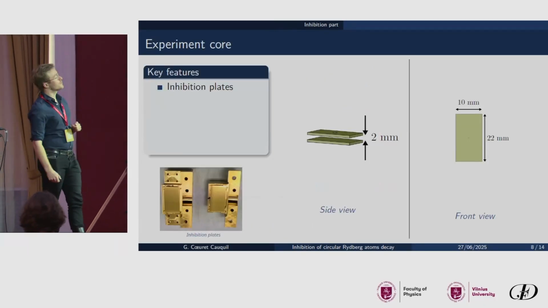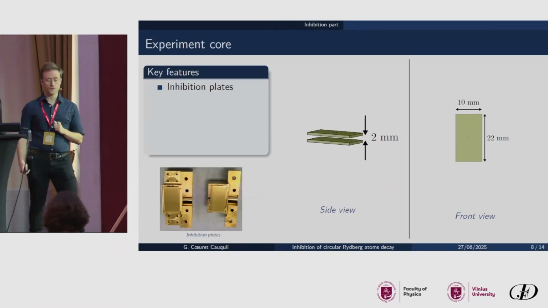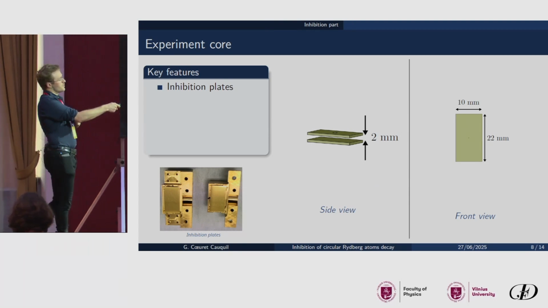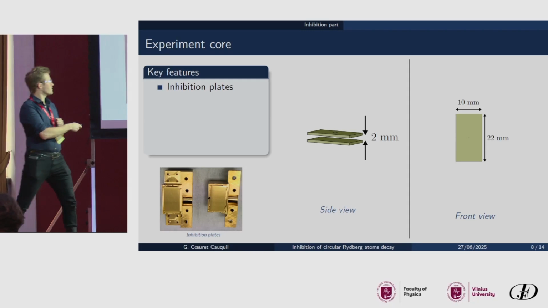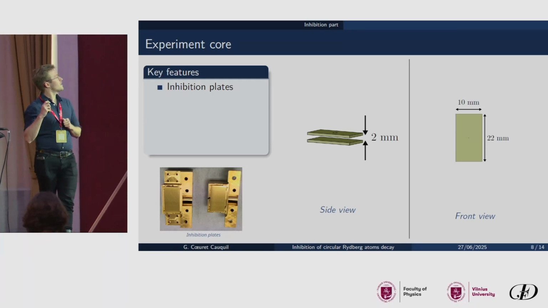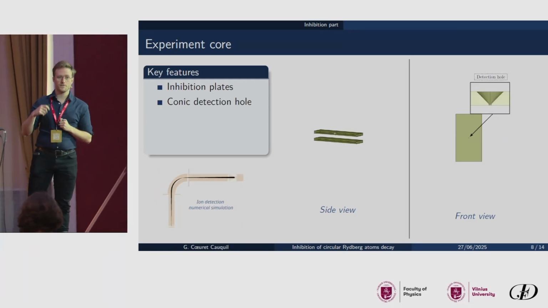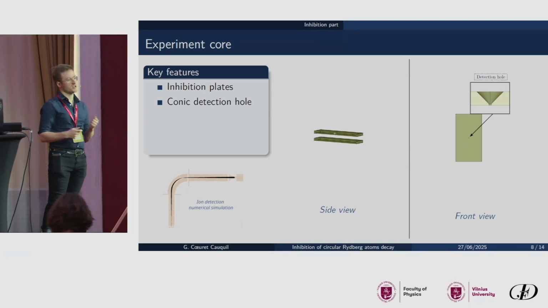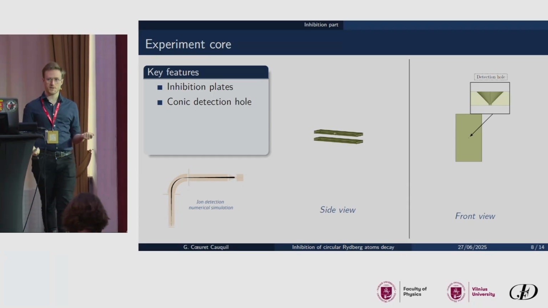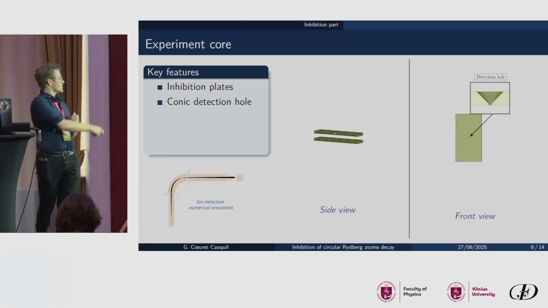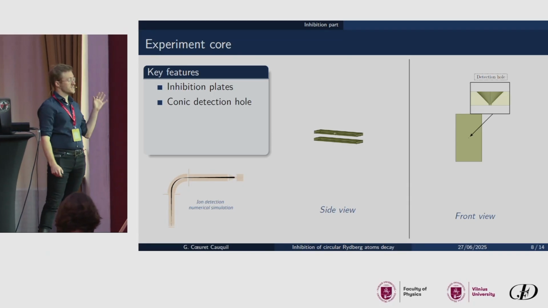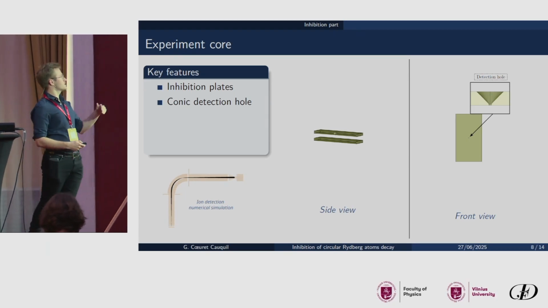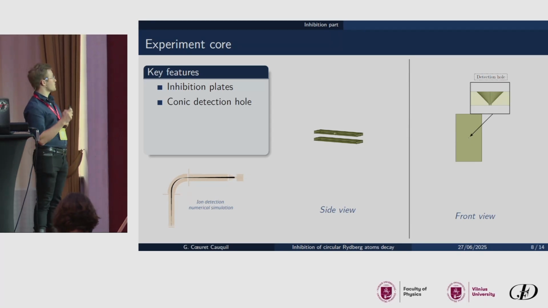So, well, the first thing that we designed was the experiment core. It starts pretty easy with the two plates spaced by 2 mm. We took this shape, like here, and for the detection, you need a hole in one of the plates, and for this we designed a conic shape such that we disturb the geometry of the plates as little as possible. We also performed some numerical simulations to make sure that even with this shape we can manage to measure enough ions and to direct them into the channeltron.